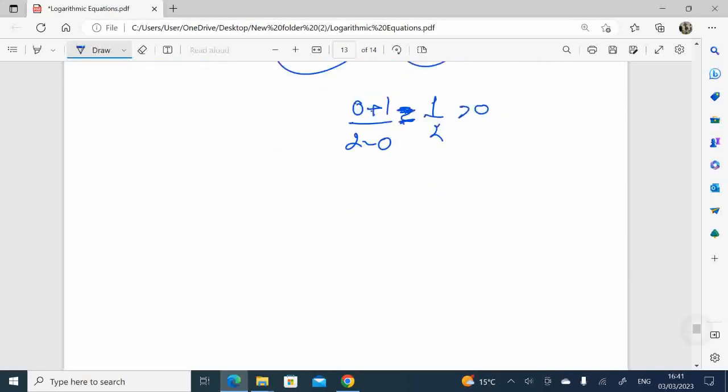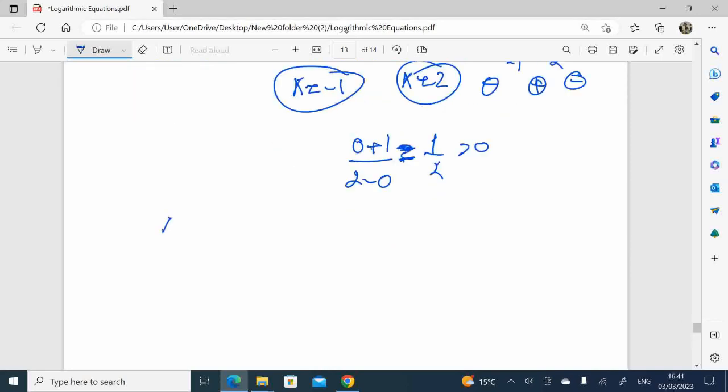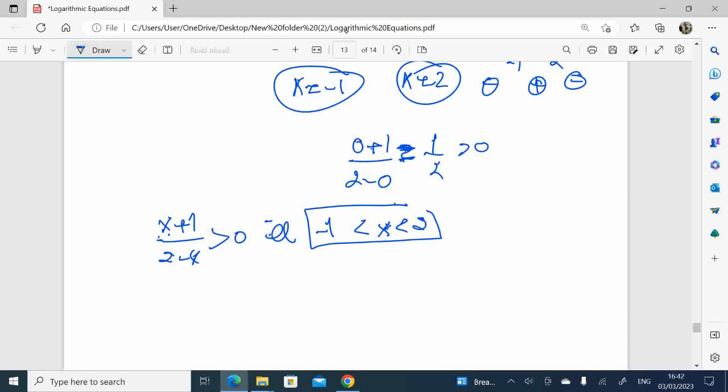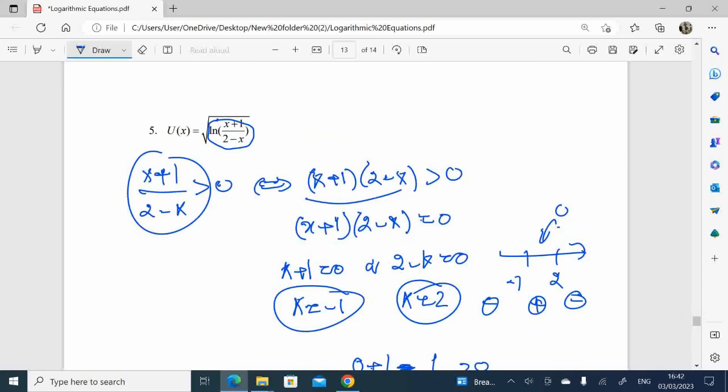So (x+1)/(2−x) is positive if and only if x is between −1 and 2. So the first condition is satisfied for this solution.